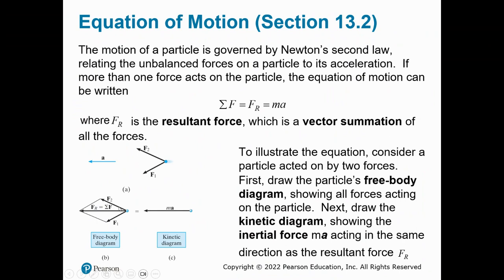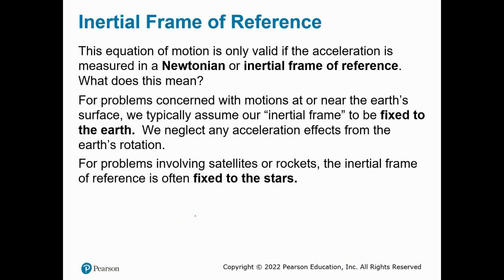First one is your F, right? Newton's second law says F equals ma. So you've got two diagrams. The free body diagram shows all the F, and then the kinetic diagram will be the ma. So F equals ma. Okay.